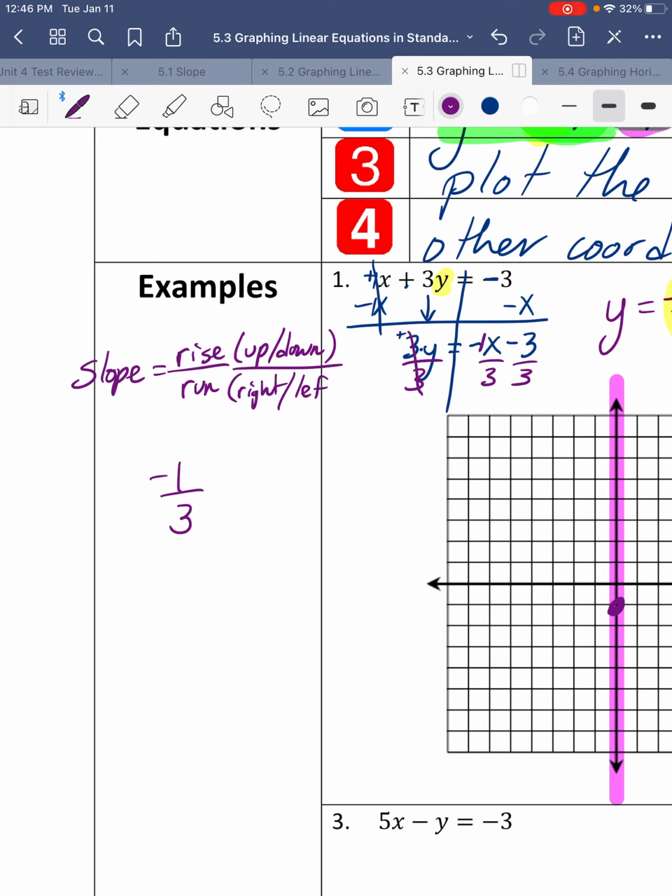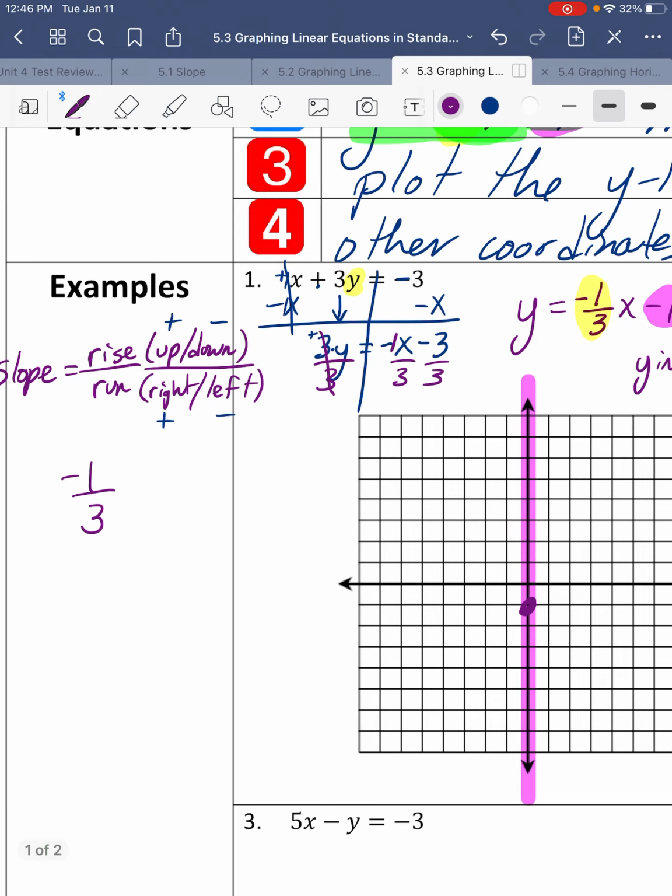Now when it comes to up, that's a positive number. So if your numerator is positive, you're going to go up from the y-intercept. If it's negative, you're going to go down. If it's right, it's positive. Left is negative. So from the y-intercept of negative 1, we are going to go down 1, and we're going to go right 3. Because we have down and right. So it's minus, so down 1 and right 3.